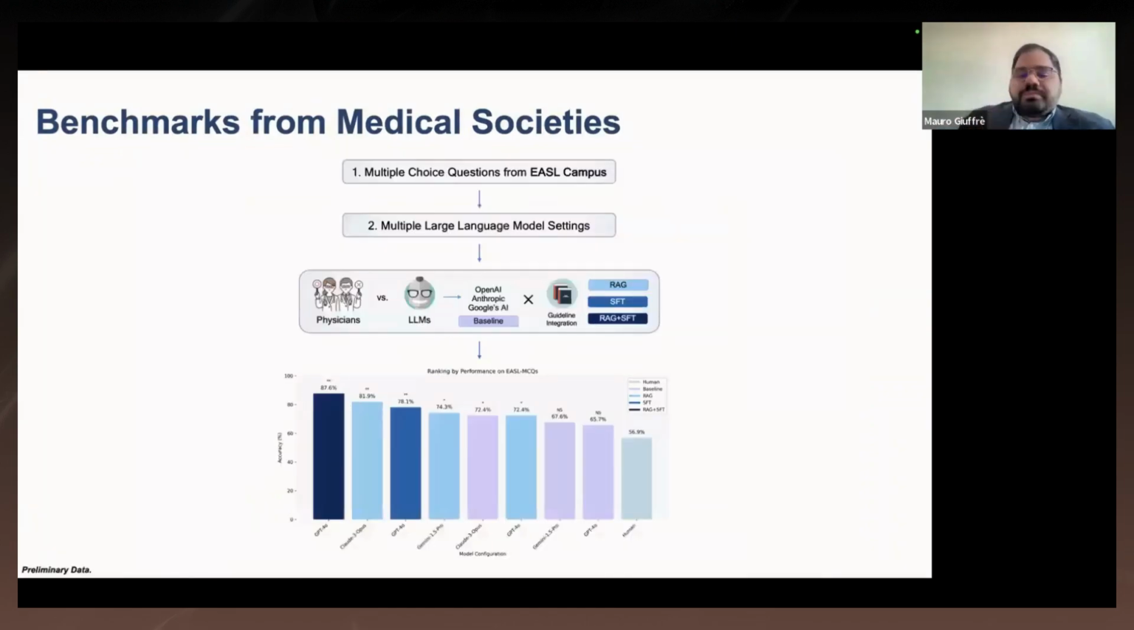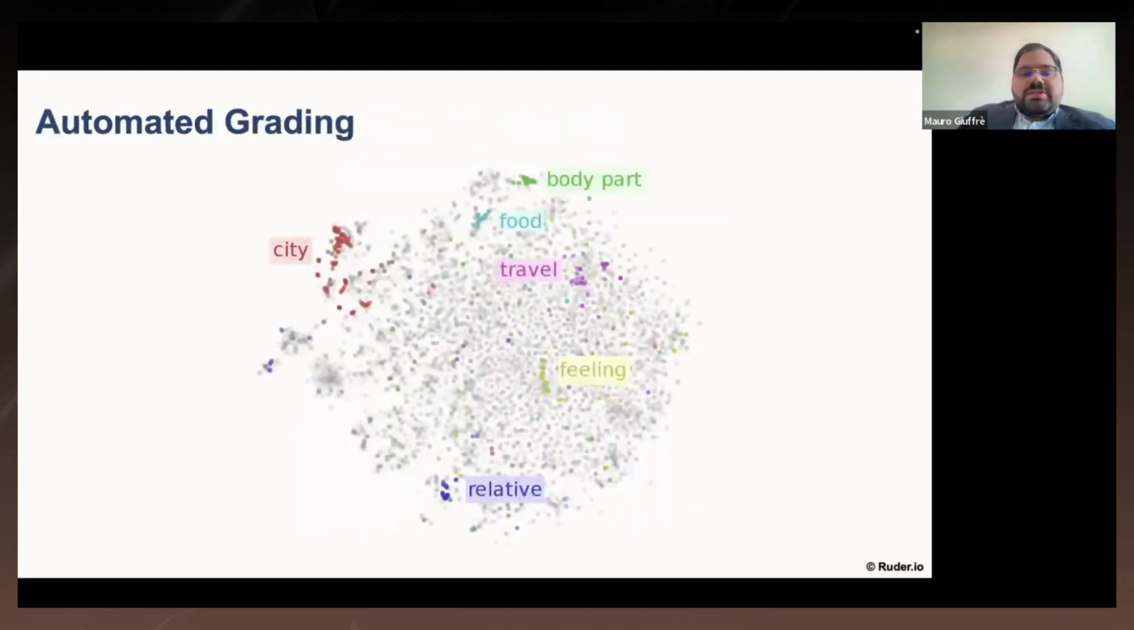And when we tested multiple LLMs with all the guidelines integrated on this benchmark, we found out that, for example, strategies that combine fine-tuning and retrieval produce accurate answers almost 90% of the cases. Another way is to have some tools that do automatic grading for us.